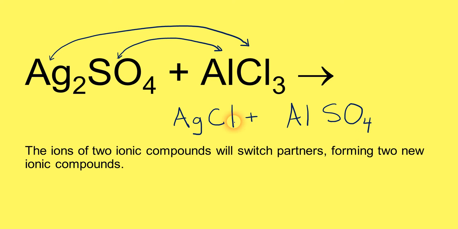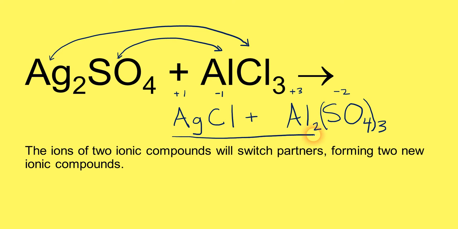And we have to look at these charges again. The silver is a +1, and the chloride is a -1, so those don't swap anything. The aluminum is +3, and the SO4 is sulfate, that's -2, and it looks like we have to swap those. So it's Al2, and then we have a 3 for the SO4, and we need parentheses.